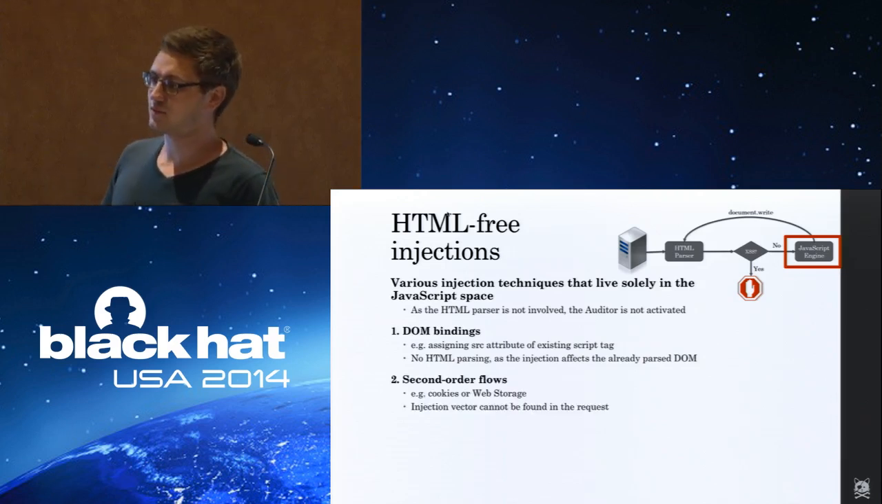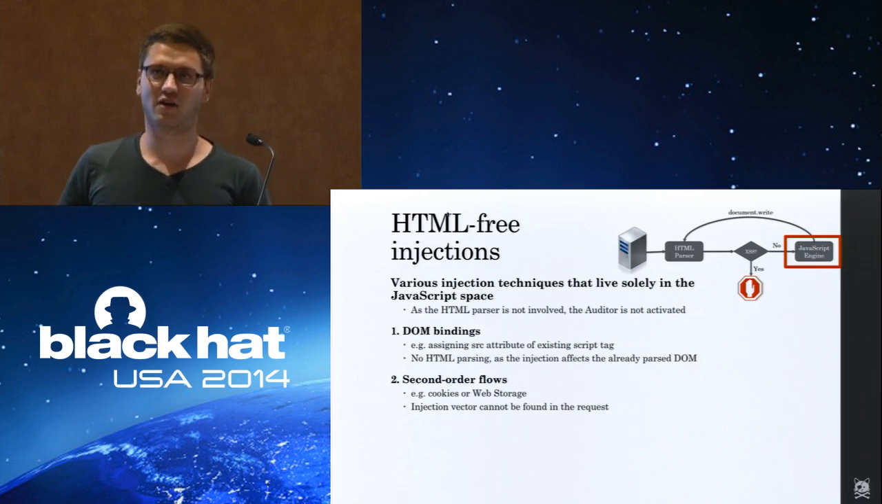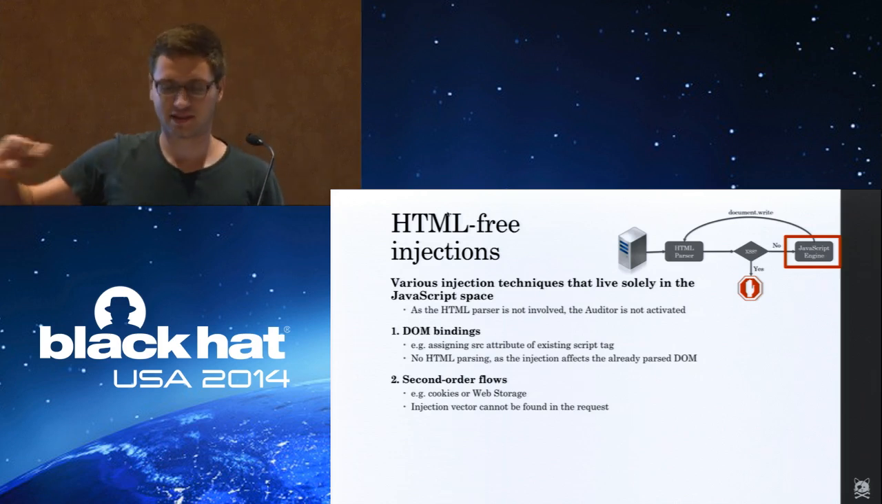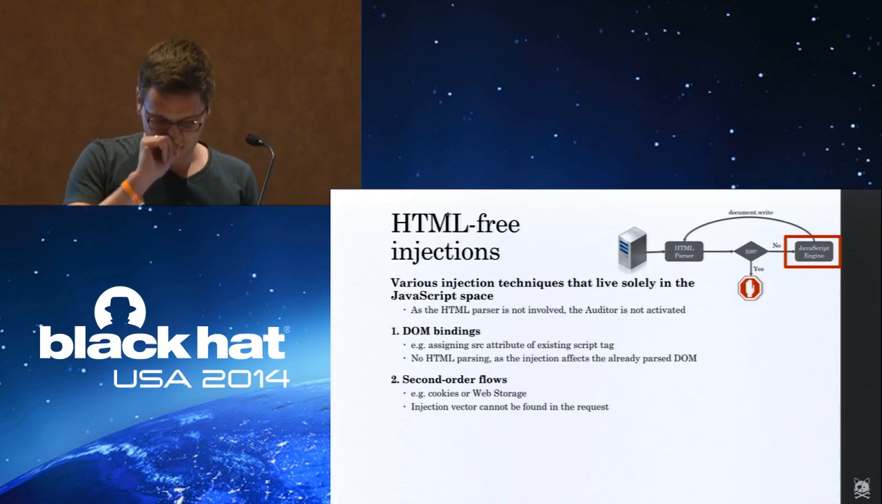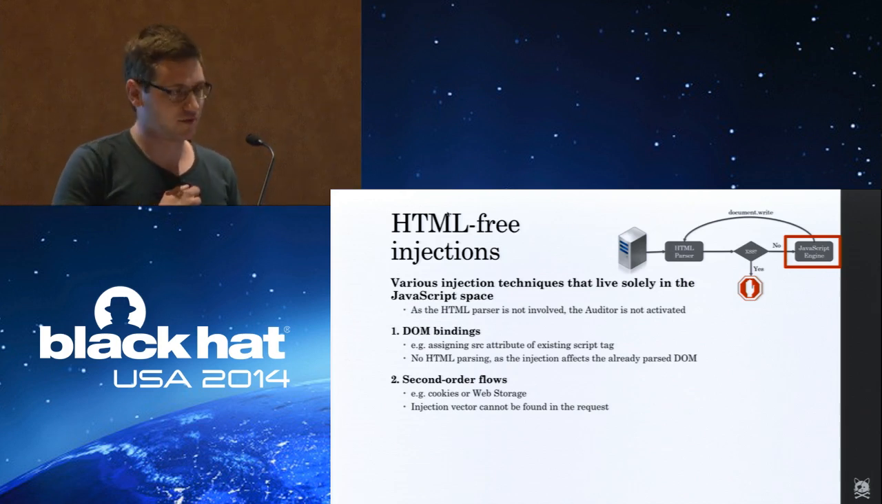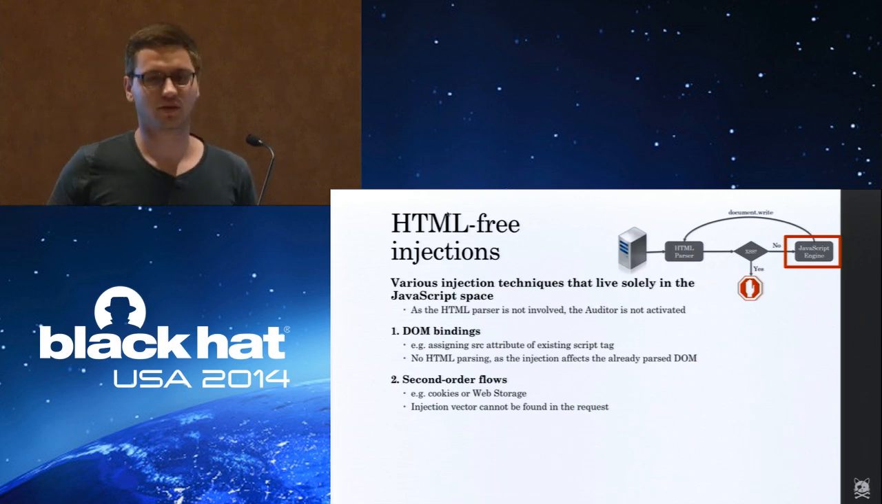Second thing, we didn't actually try to find vulnerabilities like that. We found one vulnerability that we could exploit because it was a second order flow. So you have cookies and you have web storage.